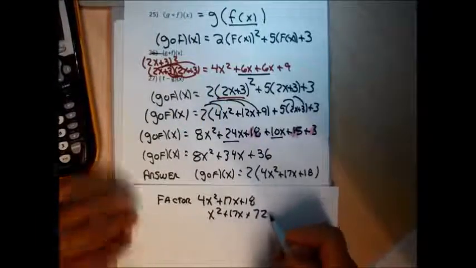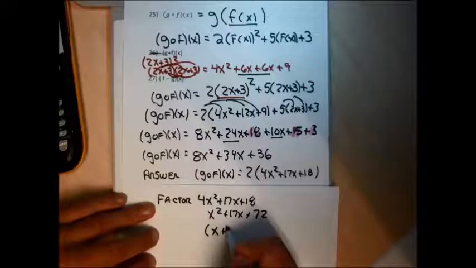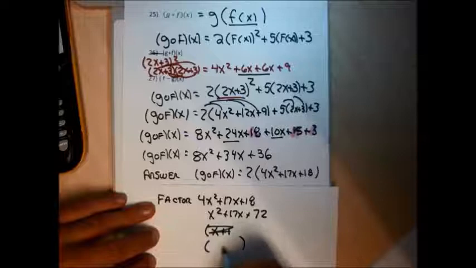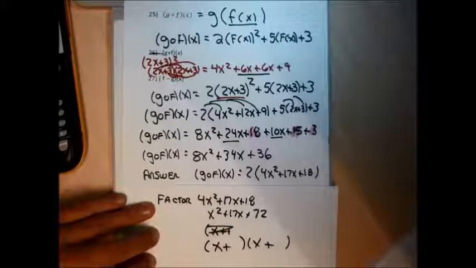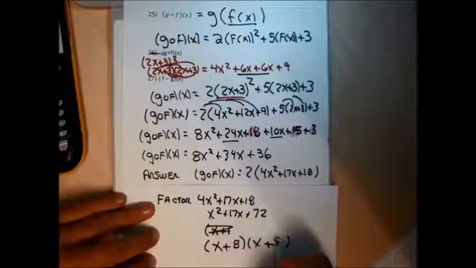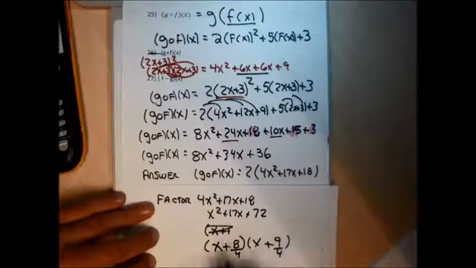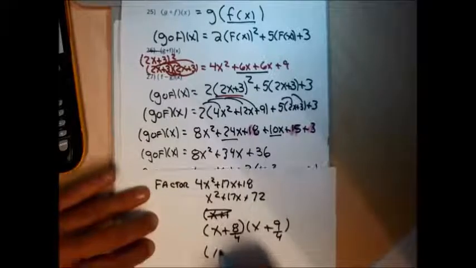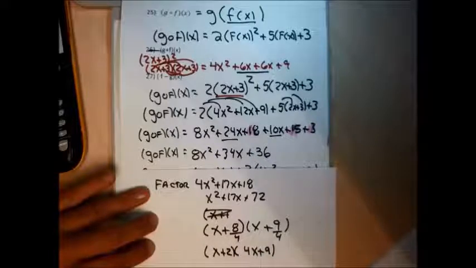And then when I try to factor this, it's a double plus. My last two have to multiply to 72 and add to 17, and that's going to be 8 and 9, because 8 times 9 is 72, and 8 plus 9 is 17. Now I'm going to divide by 4. The first fraction reduces to x plus 2. The second fraction, I bottom up and get 4x plus 9. So in terms of an answer, that should be replaced with the 4x squared plus 17x plus 18.